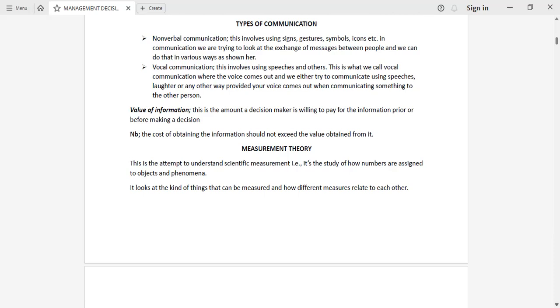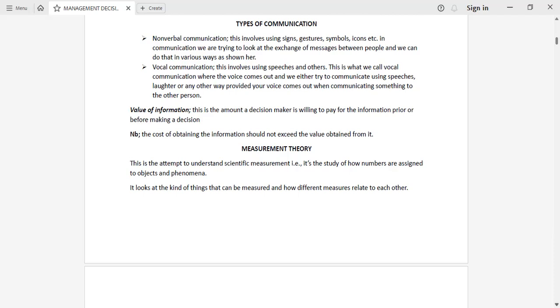Just like the way you are consuming these tutorials, there is a cost of data that you incur for you to be able to have this access, or the cost of the internet or the Wi-Fi that you are incurring for you to access some of these materials. So we are adding the value of information; we are trying to look at how much we are willing to pay for the information.